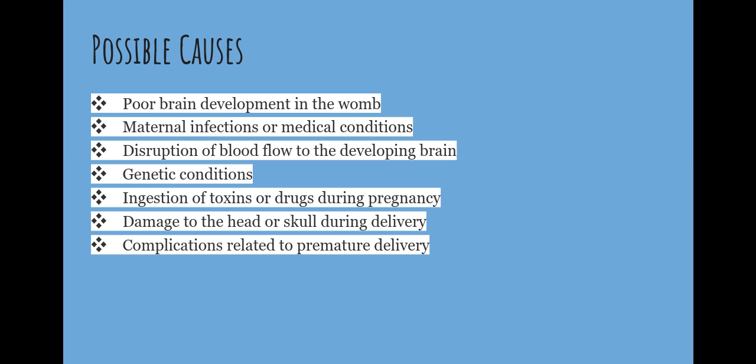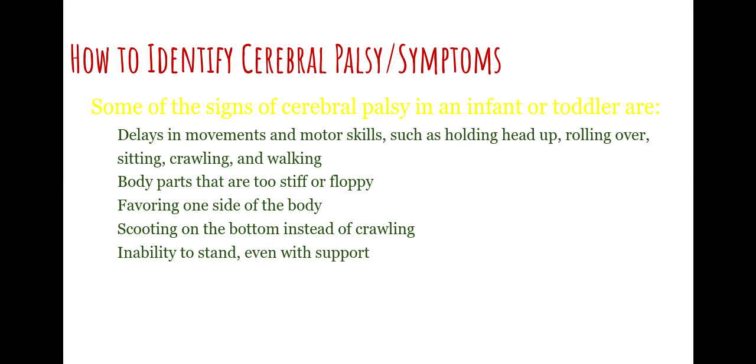Some possible causes, all the causes flow from development in the womb or during pregnancy or during birth. Brain development, infections, the disruption of blood flow, genetic conditions, ingestion of toxins or drugs, damage to the head or skull, and complications related to premature delivery.